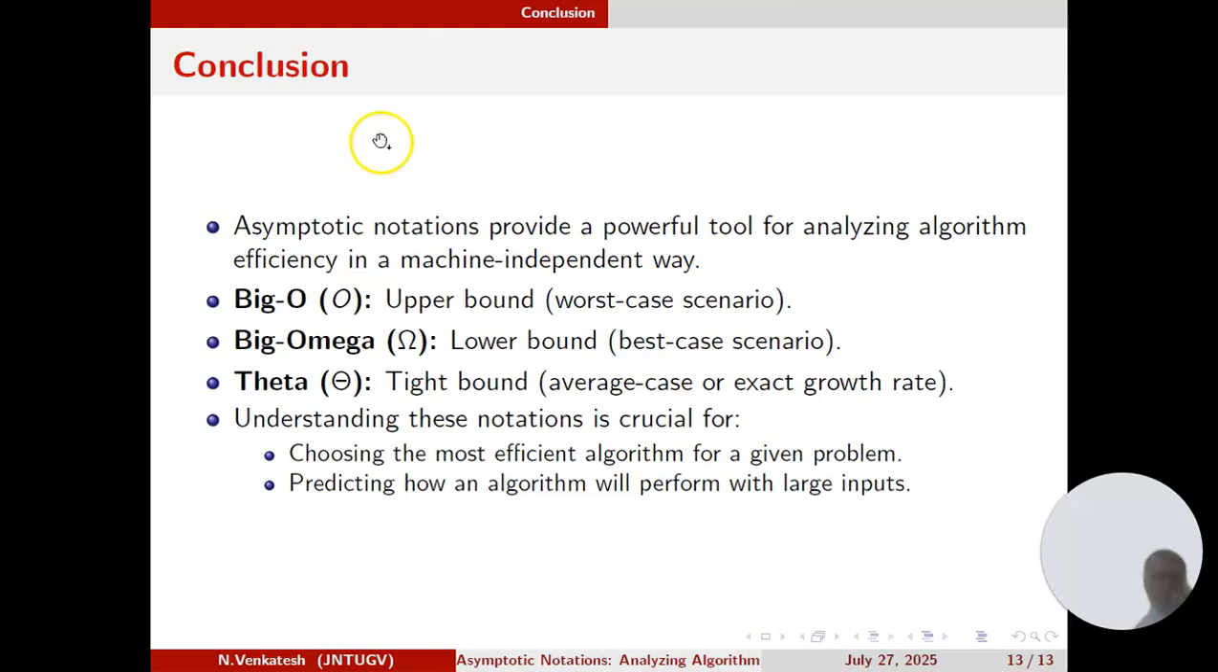Now these asymptotic notations are helpful in understanding how the time increases as the input becomes larger, and BigOh is used for specifying the upper bound and BigOmega is used for specifying the lower bound. Theta is for specifying the tighter bound, and we can use it for comparing the efficiency of two algorithms.